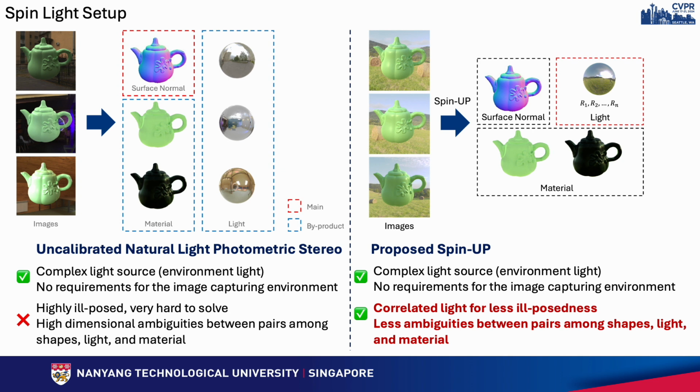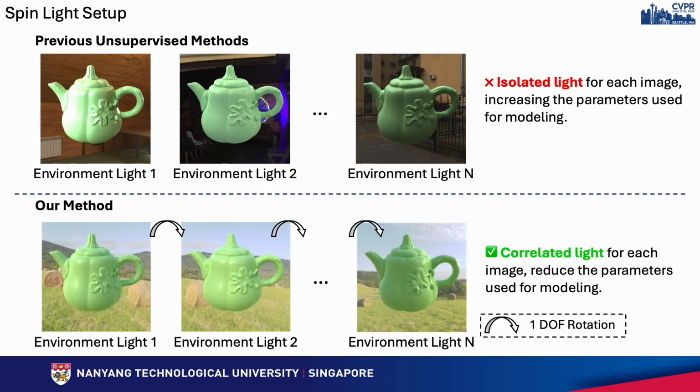To mitigate the ill-posedness and ambiguities of this problem, we propose a new problem setup called the spin light setup. This spin light setup assumes each image's light source is derived from a uniform environment light, aligned with a 1 degree of freedom single-axis rotation. Compared to previous methods considering isolated light for each image, our method doesn't require a unique light model for each image due to the correlation of light between different images.